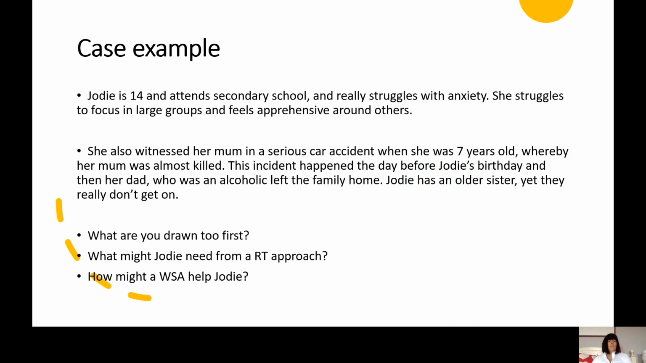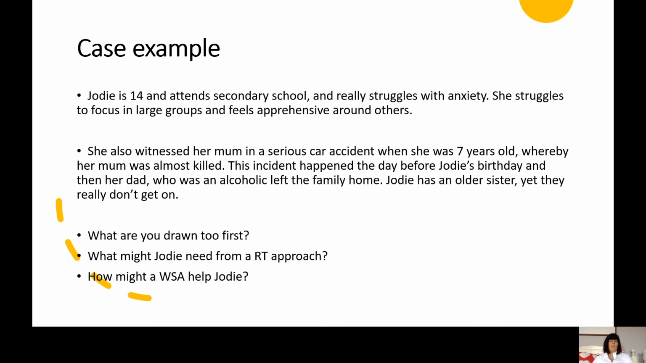So we're going to think through Jodie now, and take some time to think about what individual resilient moves she might need, and also how we can think about Jodie in terms of a whole school approach. So Jodie is 14 and she's at secondary school, and she really struggles with her anxiety. She struggles to focus in large groups and feels apprehensive around others.